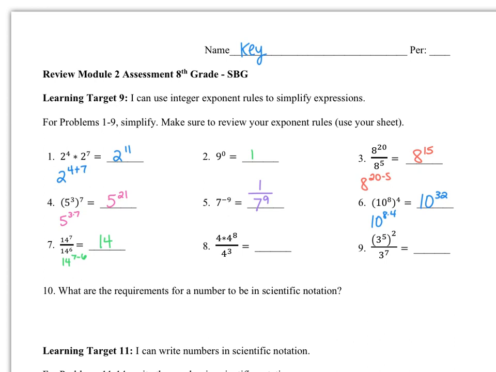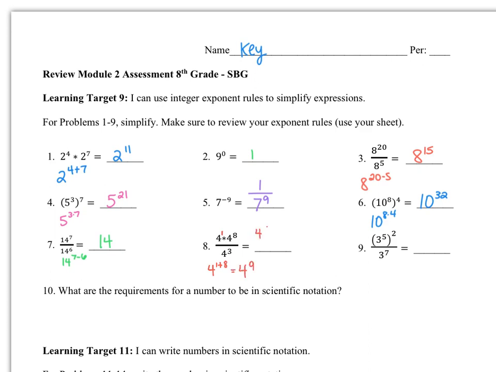Number 8 actually combines two different rules, so you have a couple things going on. Let's go ahead and look at the numerator first. So remember that when we just have a factor by itself, it's really that factor to the first power, so 4 to the first, times 4 to the 8th uses the product rule. When you multiply two powers with the same base, you add those exponents. So it'll be 4 to the 1 plus 8, which is 4 to the 9th.